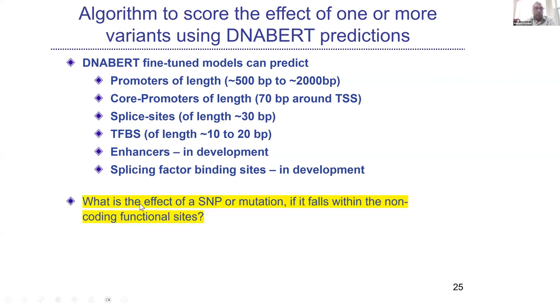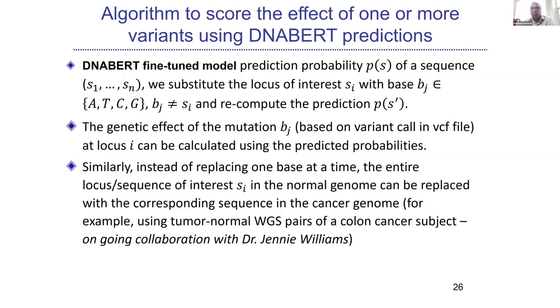Okay, so the important question is, what is the effect of a SNP or a mutation if it falls within the non-coding functional sites? If a SNP or a group of SNPs fall in a region, what is the effect on the prediction of that particular promoter or splice site? Using the fine-tuned model's probability, we can substitute the locus of interest with that mutation or alteration, and we call the substituted sequence S prime. So the genetic effect of the mutation at locus i can be calculated using the predicted probabilities from DNABERT.